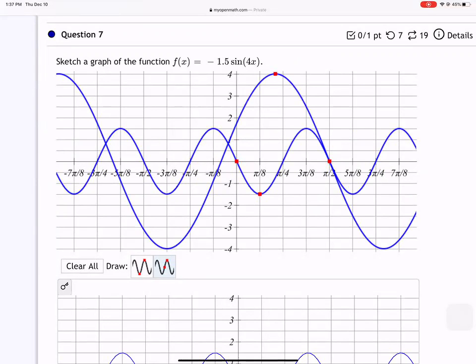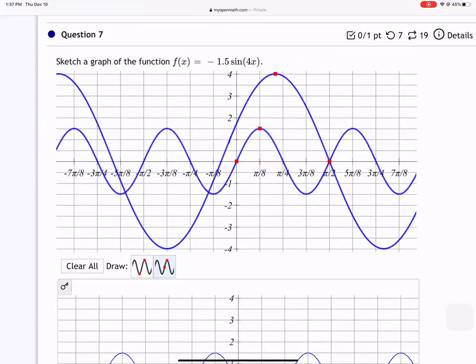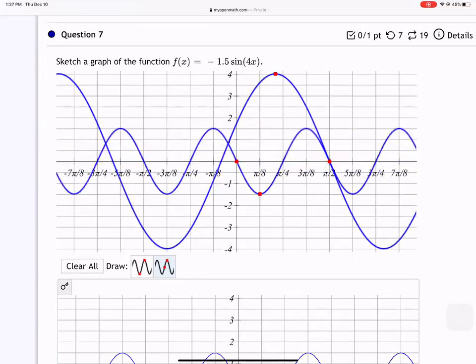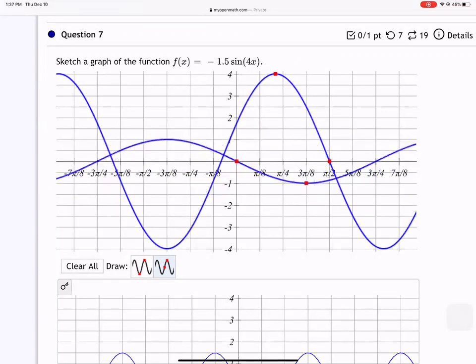Okay, so remember, you can change it by using your mouse and grabbing the red bars or red dots, and that will change your graph. Longer, shorter. Okay.